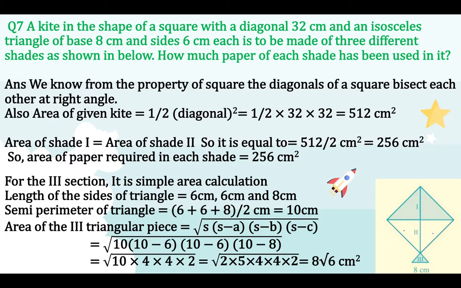Now I will substitute the value for s, a, b and c. What will I get? I get under root 10 into 10 minus 6, 10 minus 6, 10 minus 8. When I solve the brackets, I get under root 10 into under root 4 into under root 4 into 2. This is equal to 8 under root 6 centimeter square. So now I find out all the shaded regions separately. This was the question.